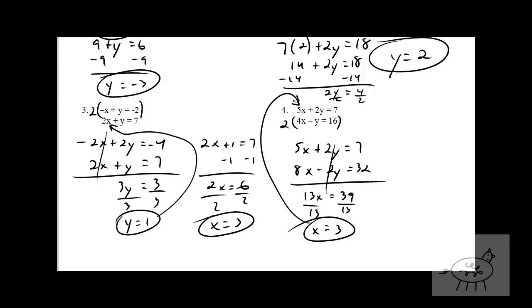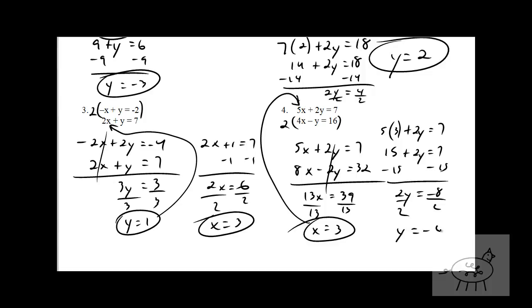Plug into that x. So 5 times 3 plus 2y equals 7. So 15 plus 2y equals 7. Subtract 15. 2y equals -8. Divide by 2. y equals -4. Okay, so far so good.